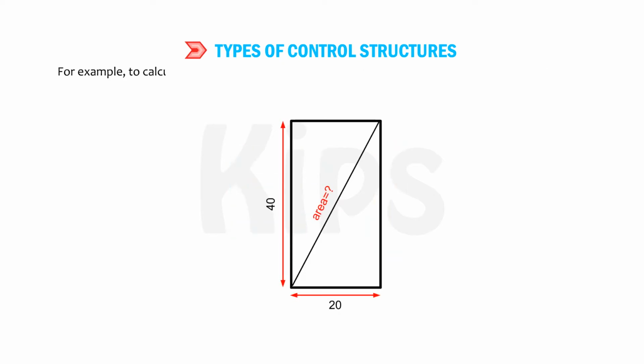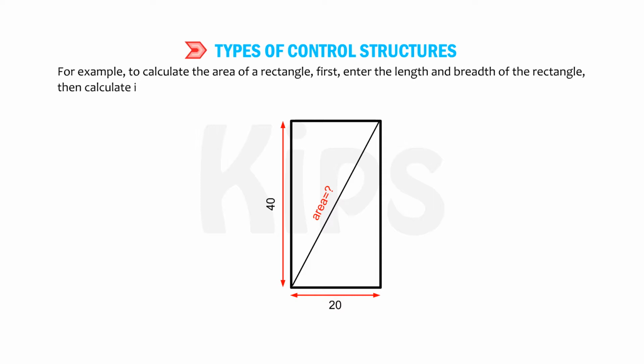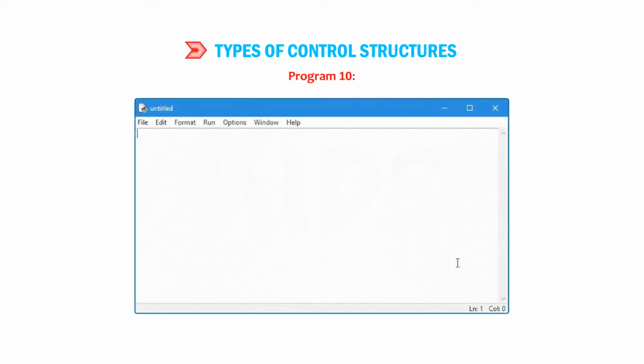For example, to calculate the area of a rectangle, first enter the length and the breadth of the rectangle. Then calculate its area and print the result. Program.